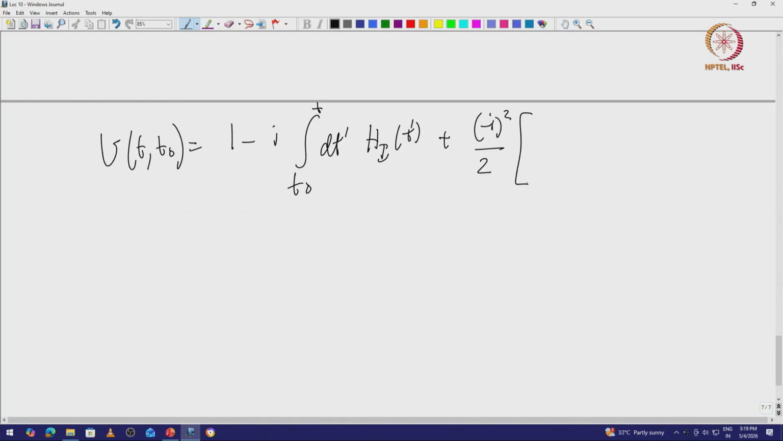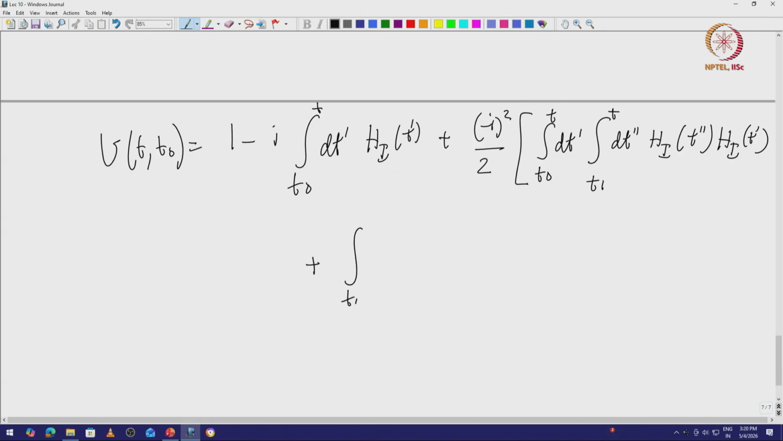Now because we have the time ordered product, you see what is happening. The integral from T0 to T dt', integral from T' to T dt'' H_I(t'') H_I(t'), plus integral from T0 to T dt', integral from T0 to T' dt'' H_I(t') H_I(t''). Okay.